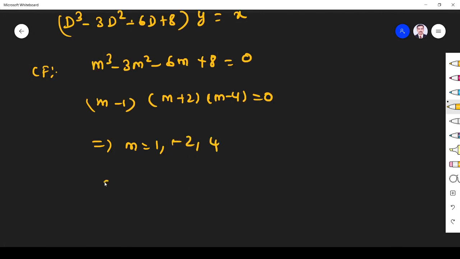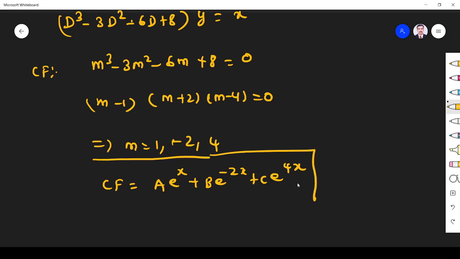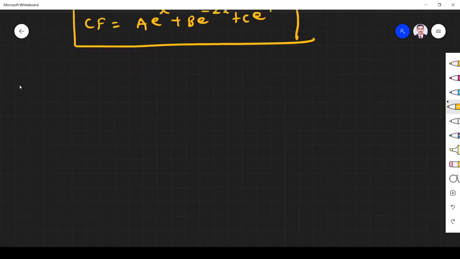So here we have three roots. So it is a e power first root, e power x, where 1 is m1, plus b e power second root, minus 2x, plus c e power third root, 4x. This is what we have for the complementary function. Then we have to find a particular integral.